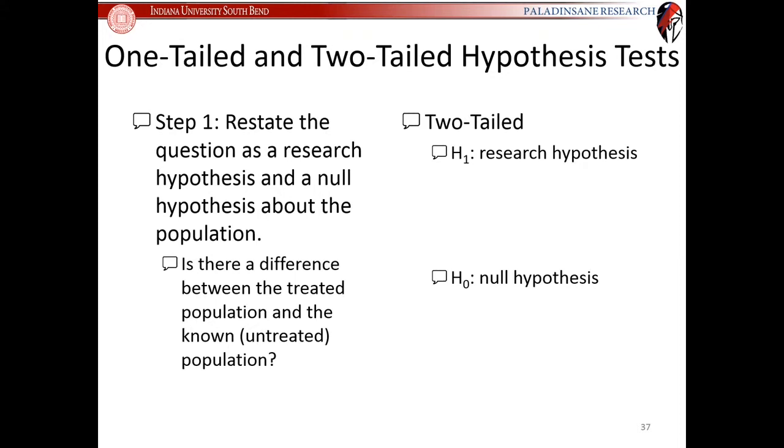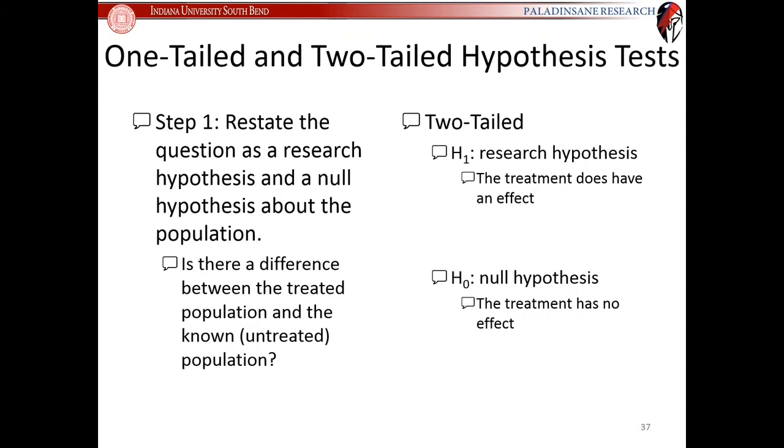So when we are doing our research hypothesis for a two-tailed test, we say that the treatment does have an effect. When we're doing the null hypothesis, we say that the treatment has no effect. The research and the null hypothesis will always be complete opposites of each other. Research hypothesis, treatment has an effect. Null hypothesis, treatment has no effect. One of those two has to be true. Either your treatment does something or it doesn't do anything. There's no other option.